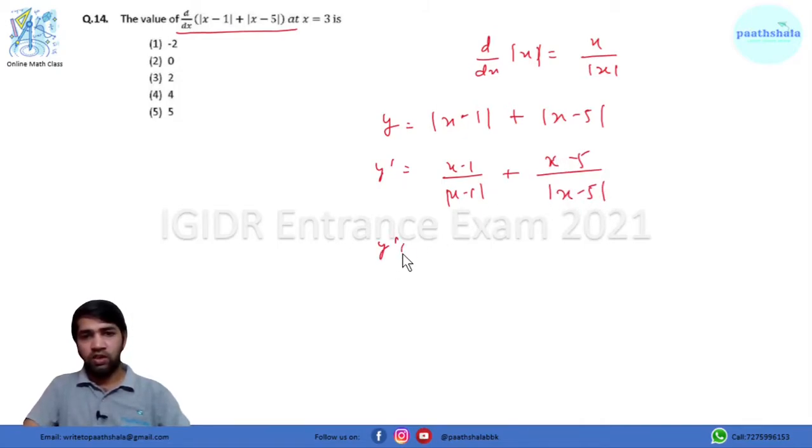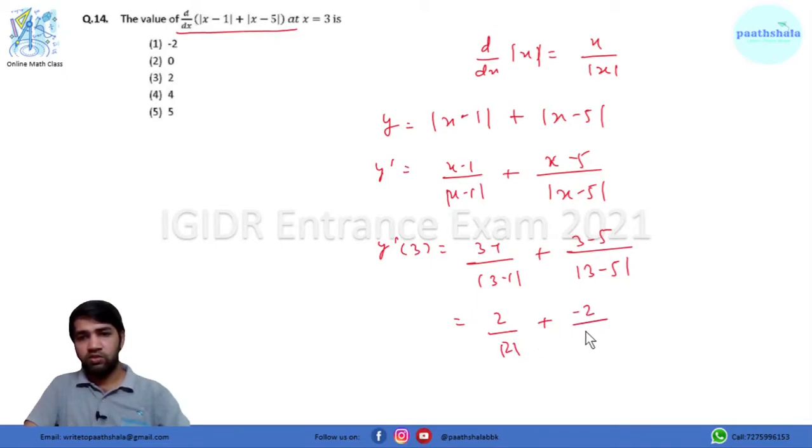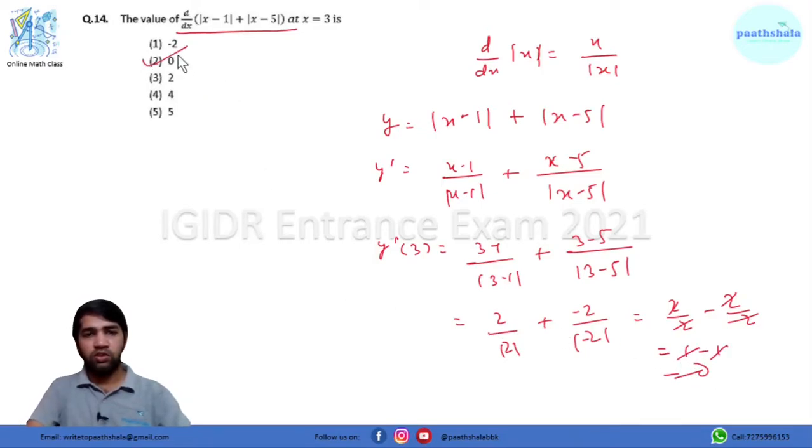Now find out the value of y dash at 3. So here this will be 3 minus 1 upon mod 3 minus 1 plus 3 minus 5 upon mod 3 minus 5. So this will be 2 upon mod 2, and this will be minus 2 upon mod of minus 2. So this will be 2 upon 2 minus 2 upon 2. So ultimately we have 1 minus 1, that is coming out to be 0. So option 2 is the right option.